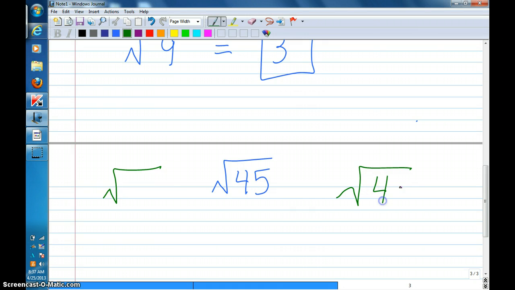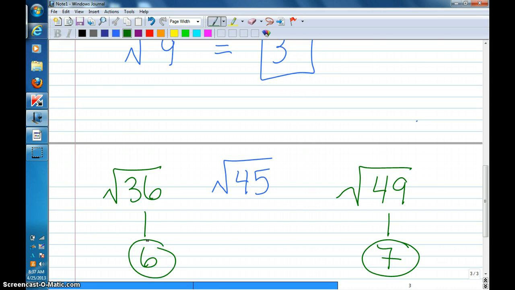So I know 49 is a perfect square because it comes to 7, and 36 is on the other side. Now notice 6 and 7, they always have to be right next to each other. They have to be consecutive numbers. They can't be 6 and 8. Otherwise, we missed a perfect square in between.